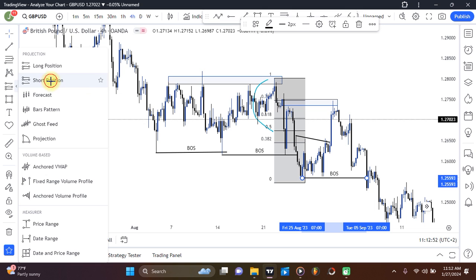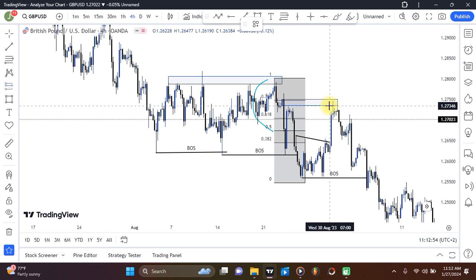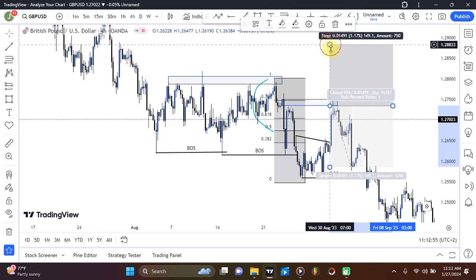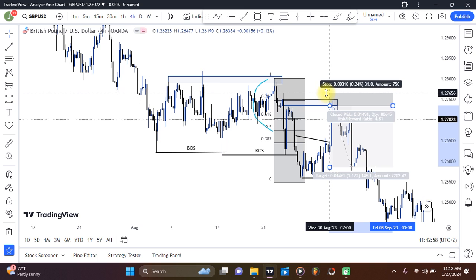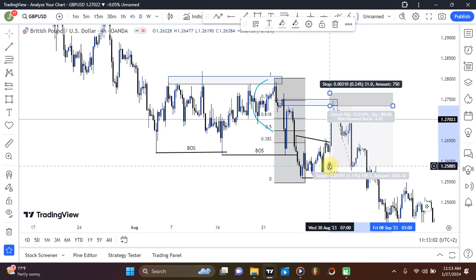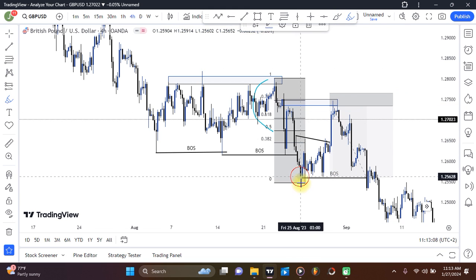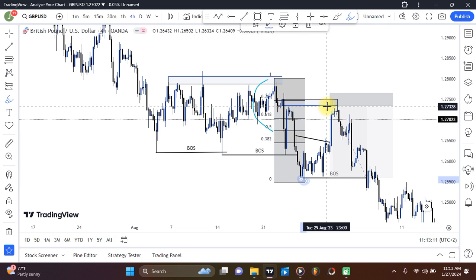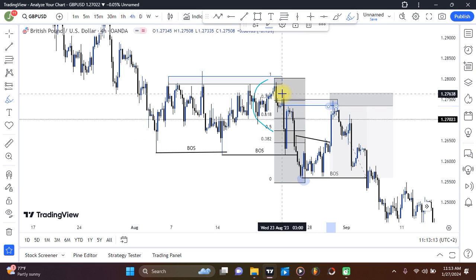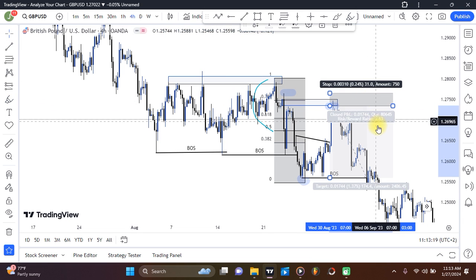We're gonna put a short position around this area, and then to avoid being kicked out of the market, we're gonna place our stop loss around here, and then we're gonna place our take profit around this low over here. So this was gonna be our take profit, and then this is our entry point, and this is our stop loss. So this was going to be a very beautiful 1:5 risk reward ratio.